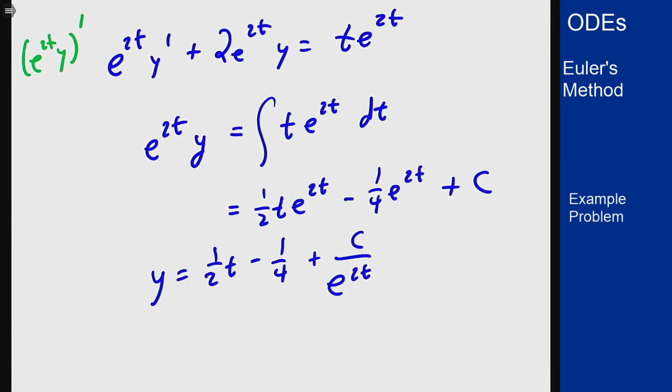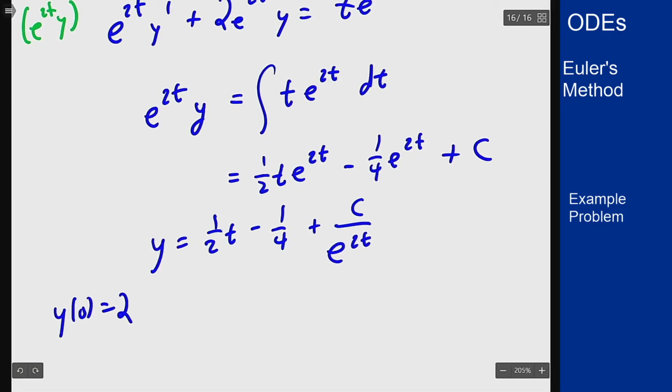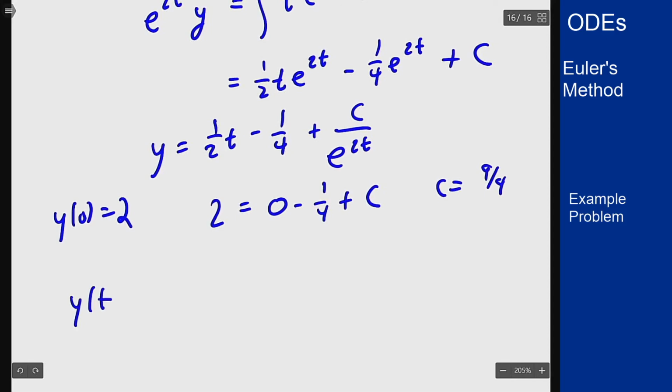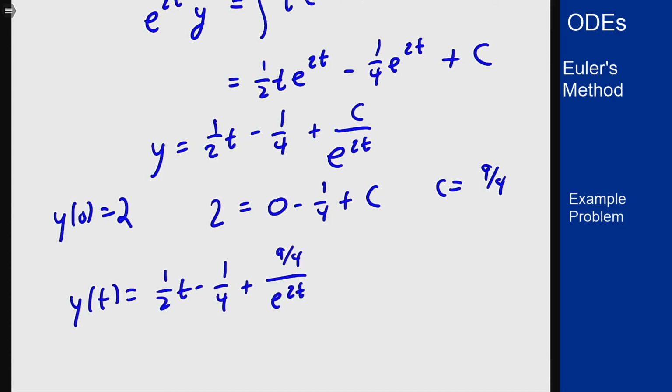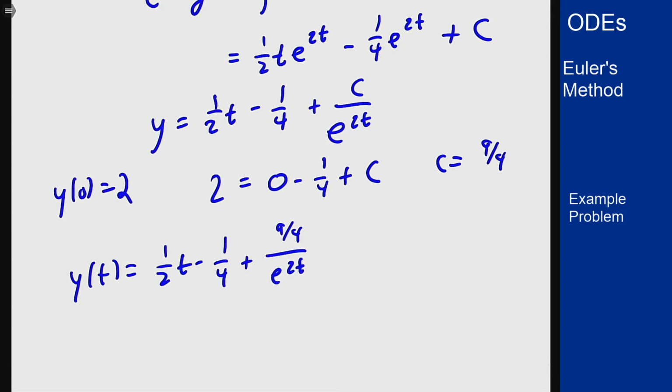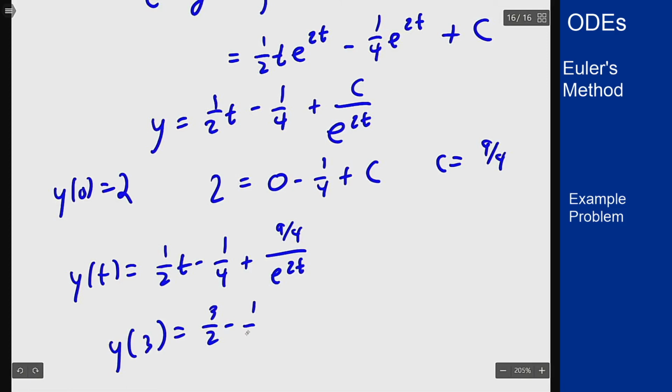And if we want y(0) to be 2, this means we need 2 to equal 0 minus 1/4 plus c. So c is 9/4. And so my solution here is y(t) = 1/2 t - 1/4 + (9/4)/e^(2t). And if we plug in t = 3 here, I get 3/2 - 1/4 + (9/4)/e^6, which is about 1.255.